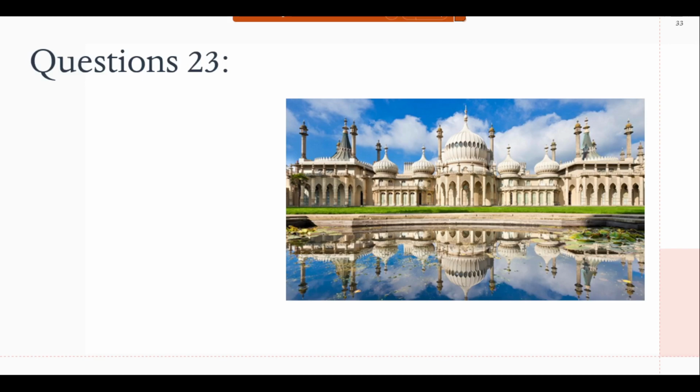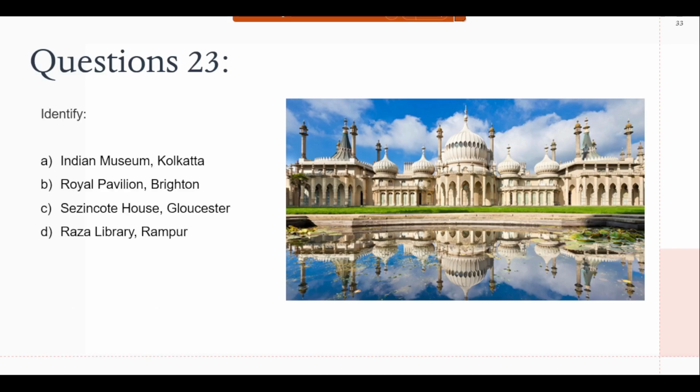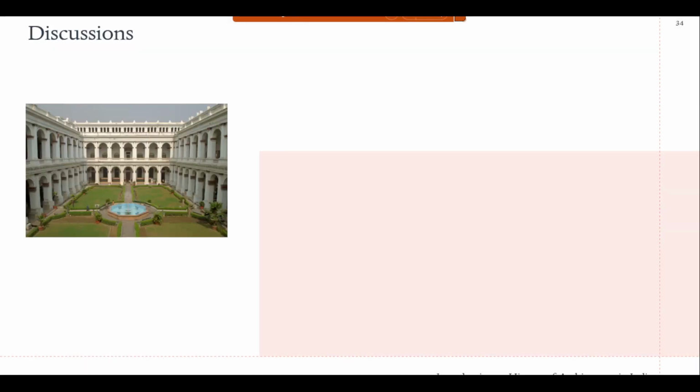This one? We have just discussed it in the previous question. Royal Pavilion, Brighton. So the options are, please note: Indian Museum, Kolkata; Royal Pavilion, Brighton; then how to pronounce it? Cézanne Court House; and Raza Library of Rampur. Now identify from this one. This is from the options given in the previous question. Indian Museum, Kolkata.